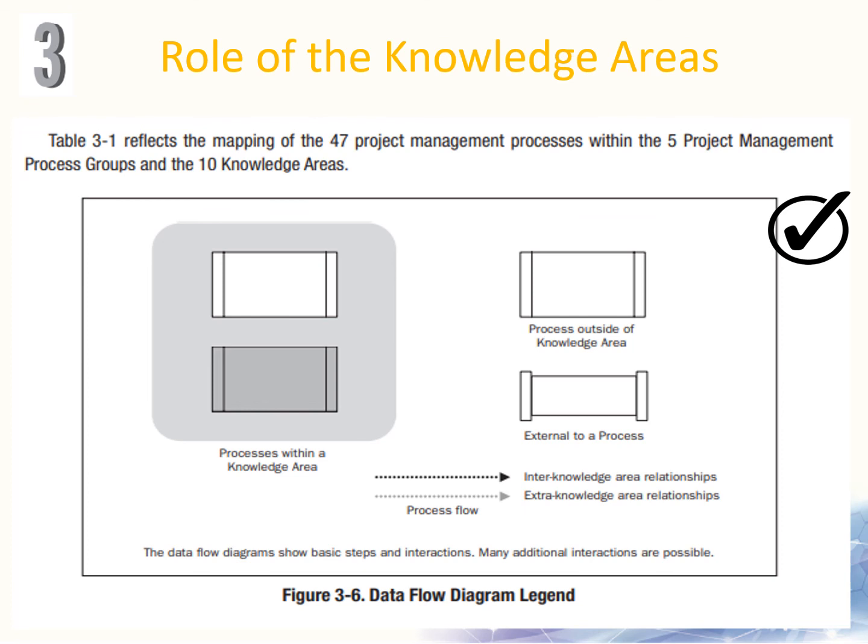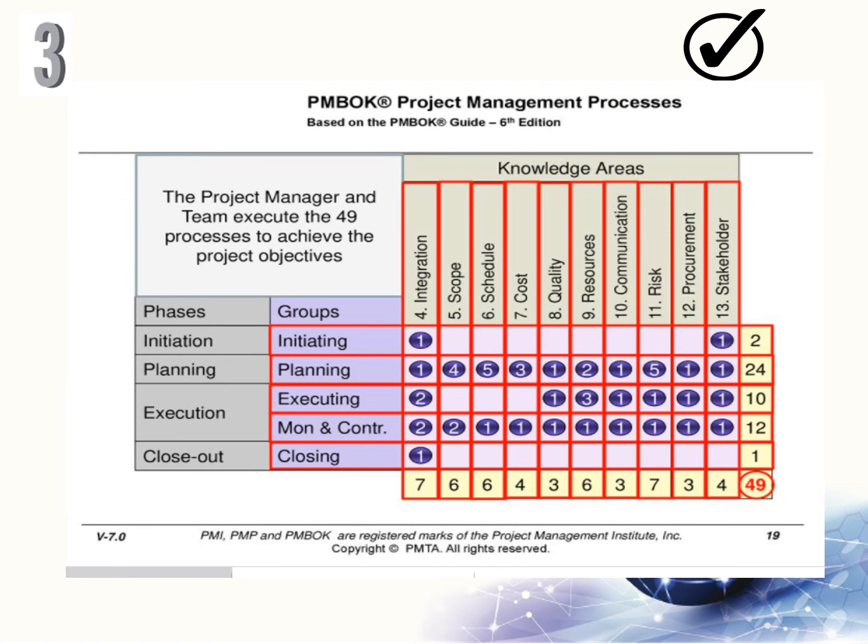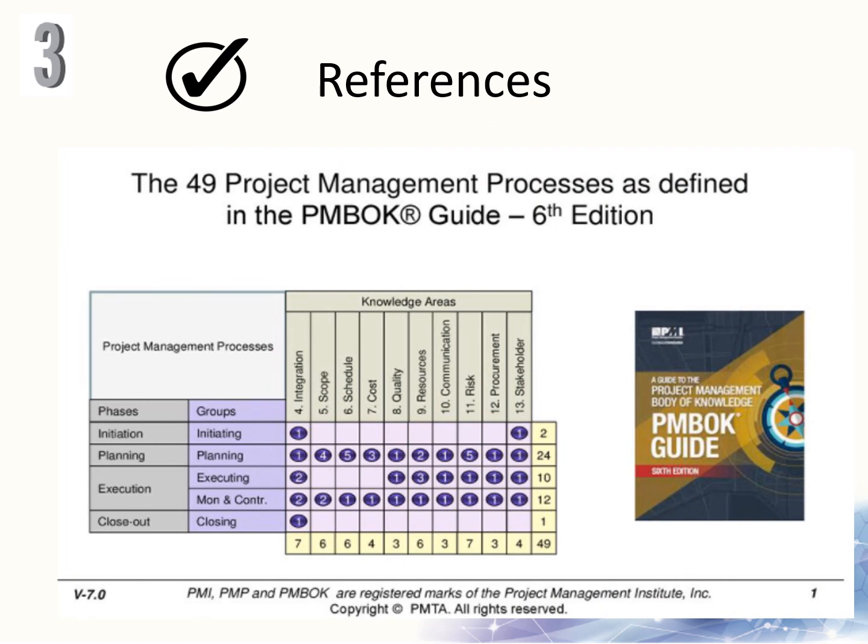This table reflects the mapping of the 47 project management processes within 5 project management process groups and the 10 knowledge areas. This will be the commonly used symbols for the data flow diagram. The project manager and team execute the 49 processes to achieve the project objective. This will be our reference: the PMBOK Guide, 6th edition.